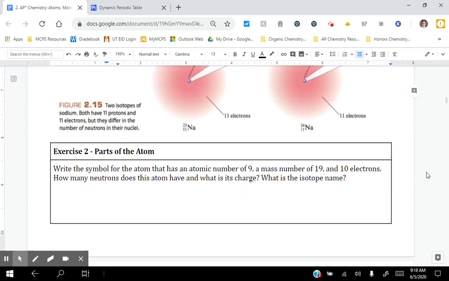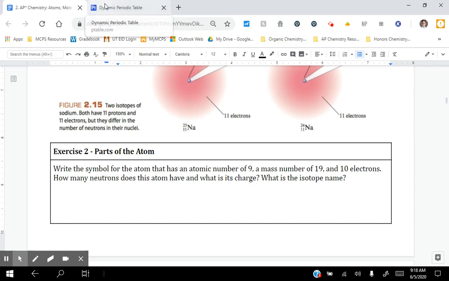So let's put that into practice. Write the symbol for the atom that has an atomic number of 9, a mass number of 19, and 10 electrons. How many neutrons does this atom have, and what is its charge? What is the isotope name?